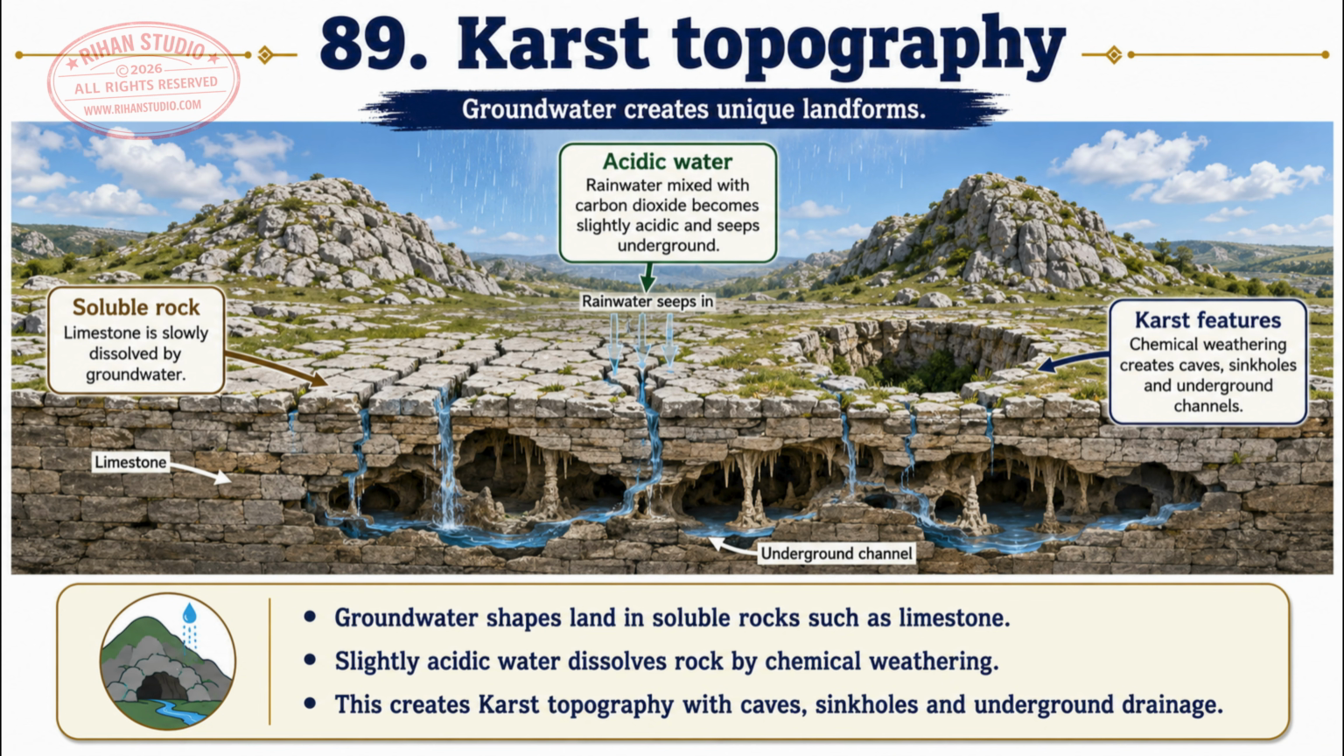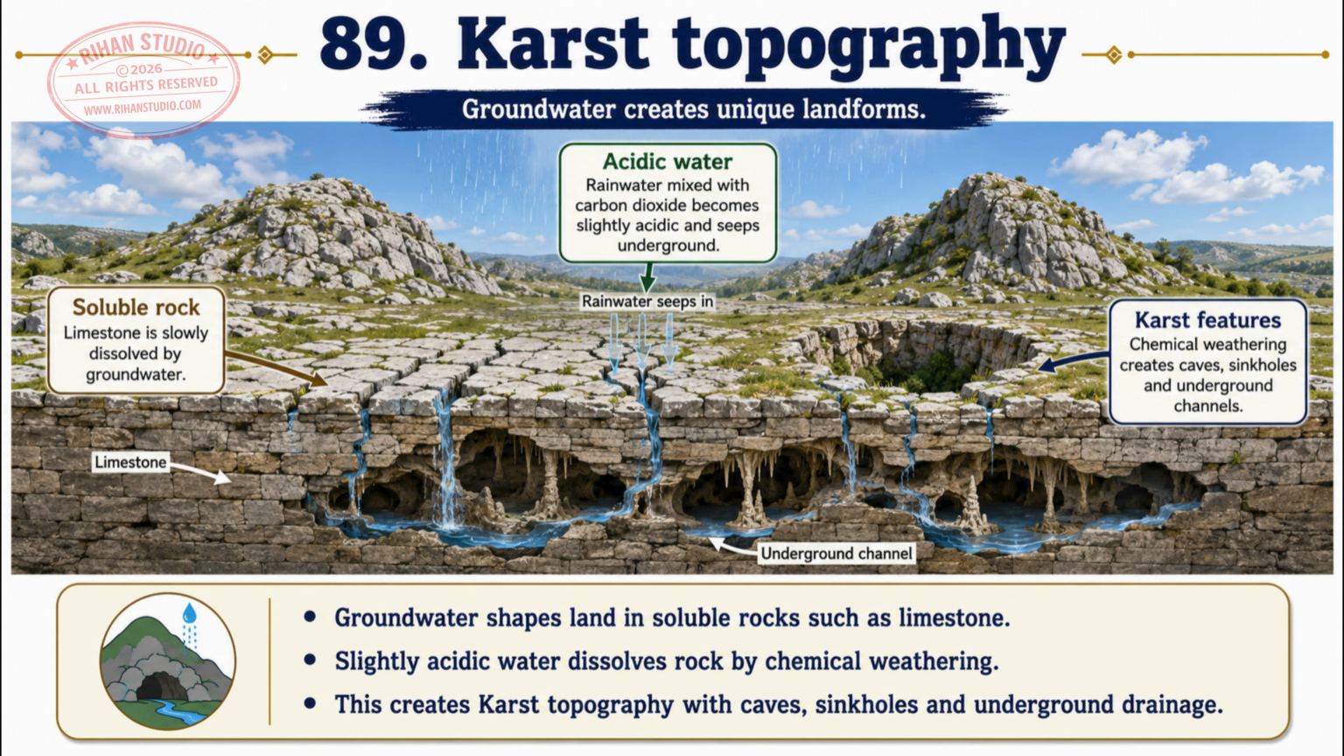Underground water and its landforms. Karst topography. Groundwater creates unique landforms. In limestone or soluble rock areas, chemical weathering and erosion form karst topography. Underground groundwater shapes the land where the rock is soluble, such as limestone.